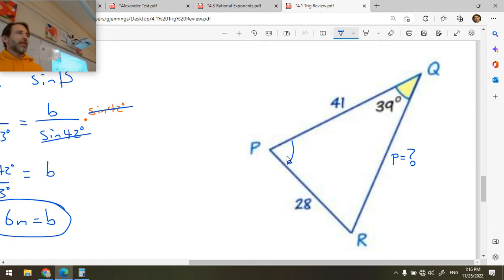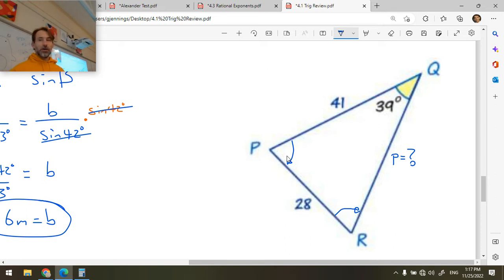Well, is there another piece of information that I could solve for? What other piece of information could help me find angle P? These aren't right angle triangles, so I don't really have opposites and adjacents. If I had angle R, could I find angle P? Can I find angle R? Yeah. See how easy that was?